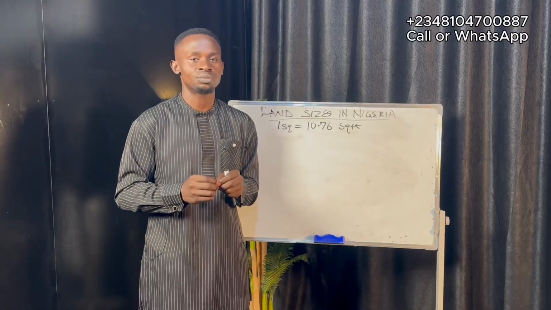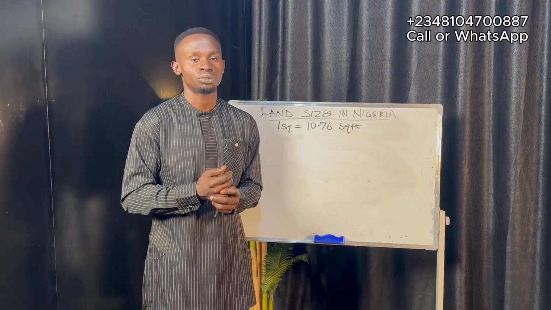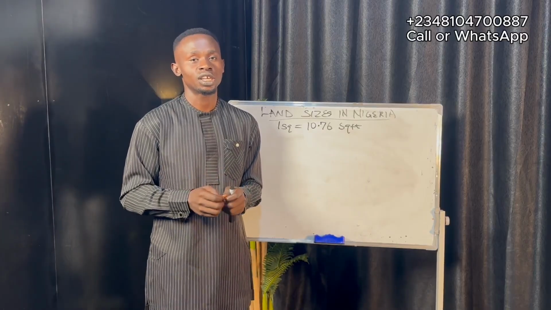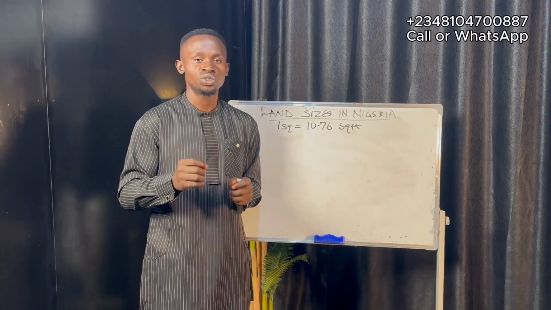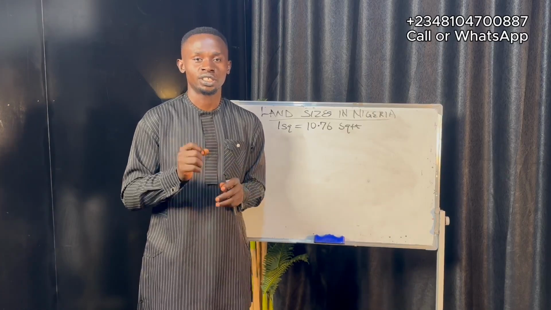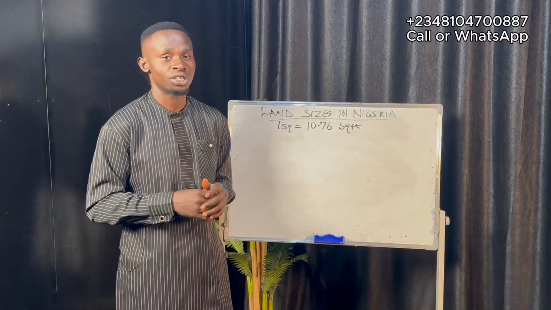Now, the second term is what we call land size. Land size basically means the size of a land. And another term is what we call land measurement. Land measurements are units that are used in measuring land. So when you want to buy land, those units that are used to measure land, that is what we call land measurement. There are about four of them that are used in Nigeria.